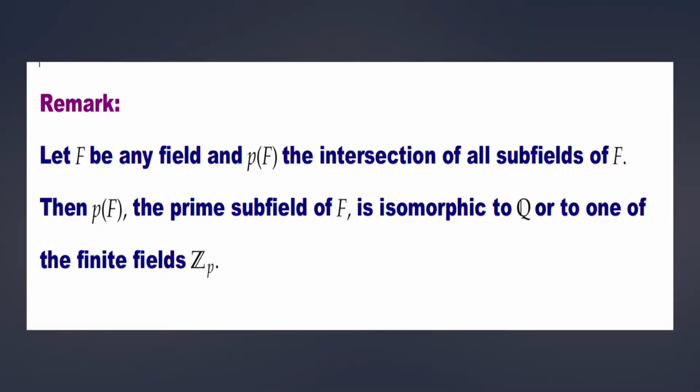Finally, we are at the end of this session. Let us finish this session with this remark: let F be any field and P of F the intersection of all subfields of F. Then P of F, the prime subfield of F, is isomorphic to Q or to one of the finite fields Z_p.